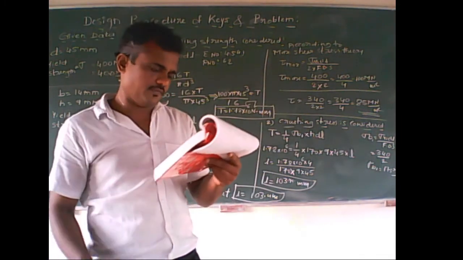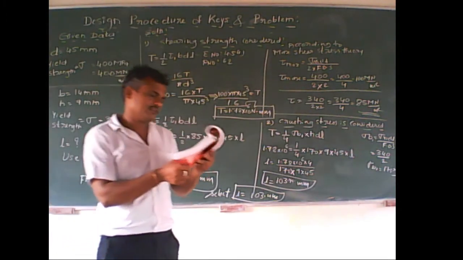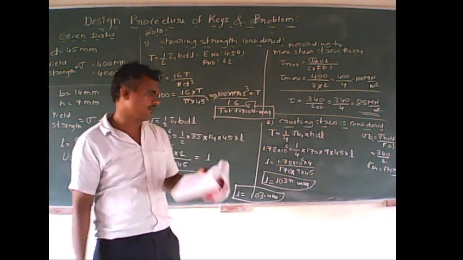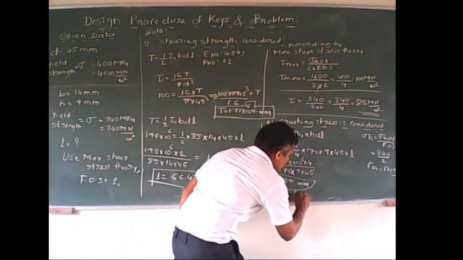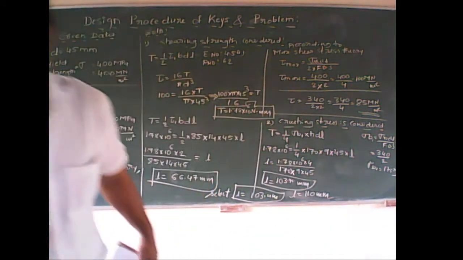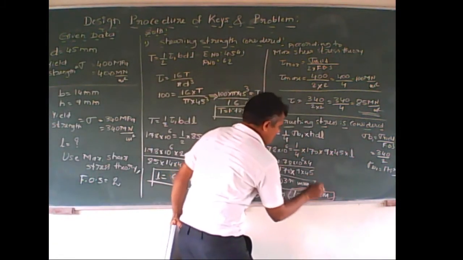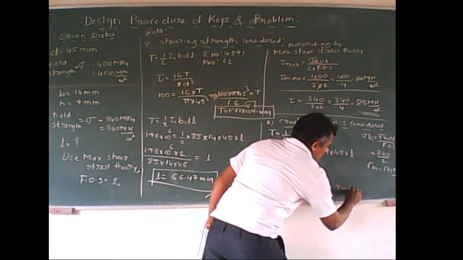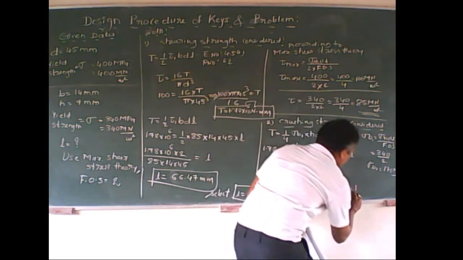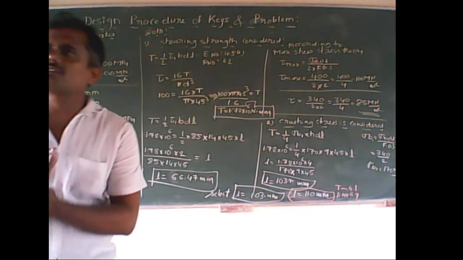What is the value of length? Yes, 110 is available, right? 110 is available. So I can take L is equal to 110 mm. Select this value of L. Table number 4.1, page number 69. So let me briefly explain this problem once again.